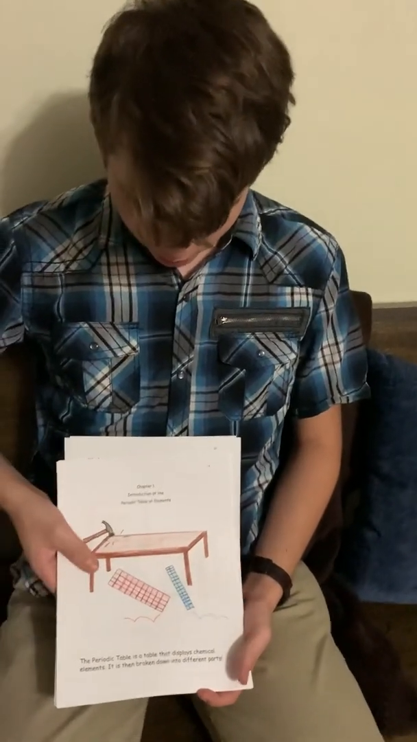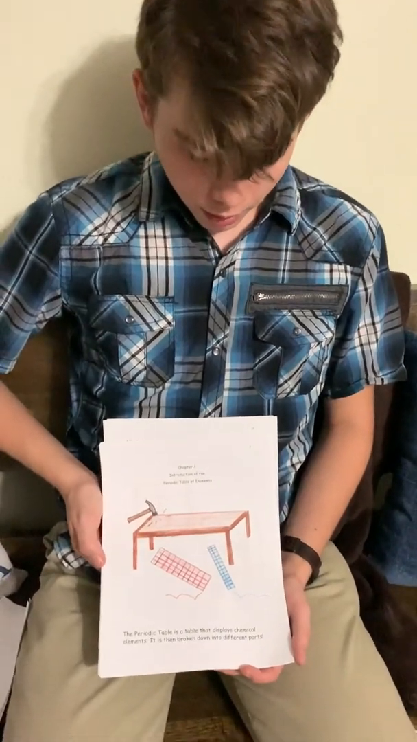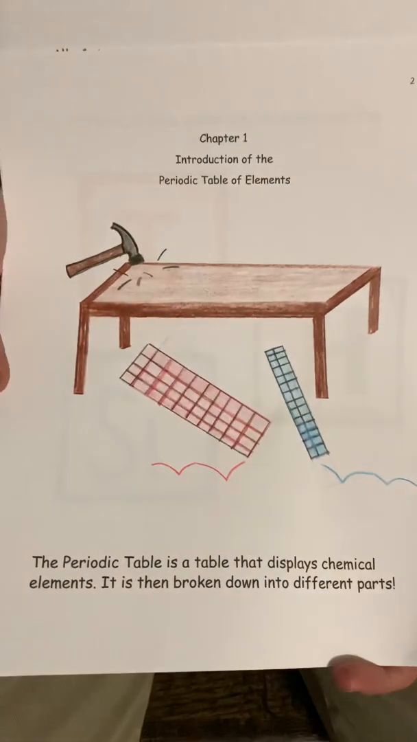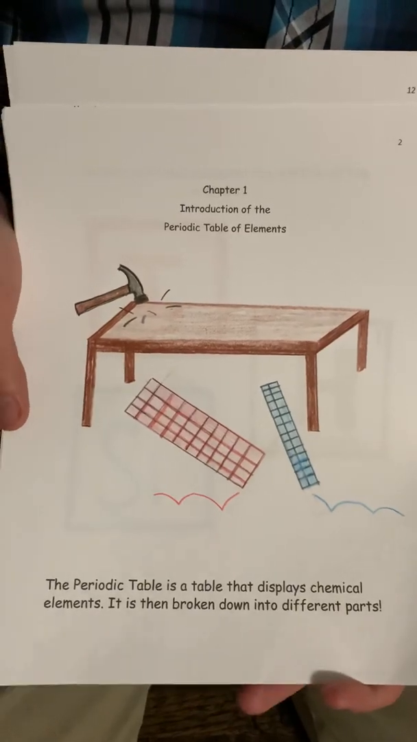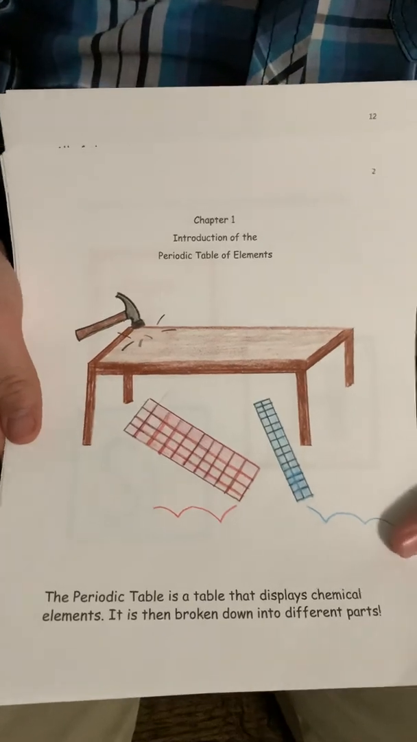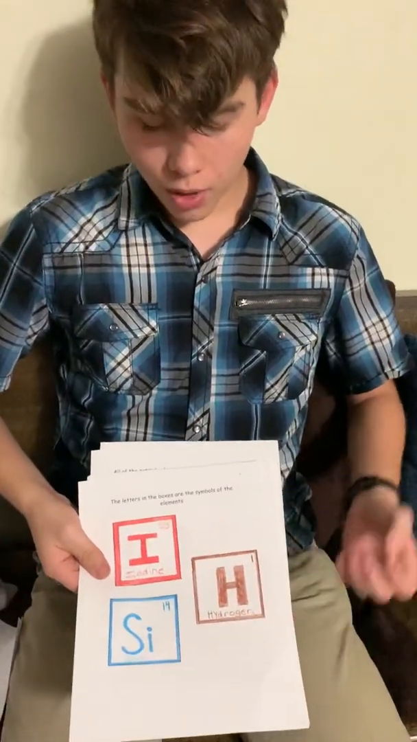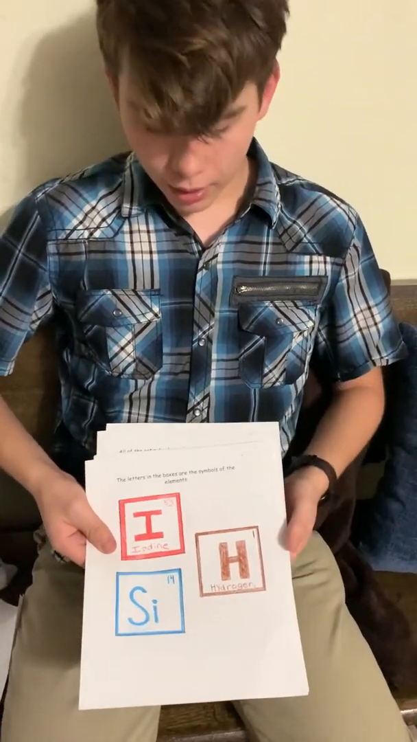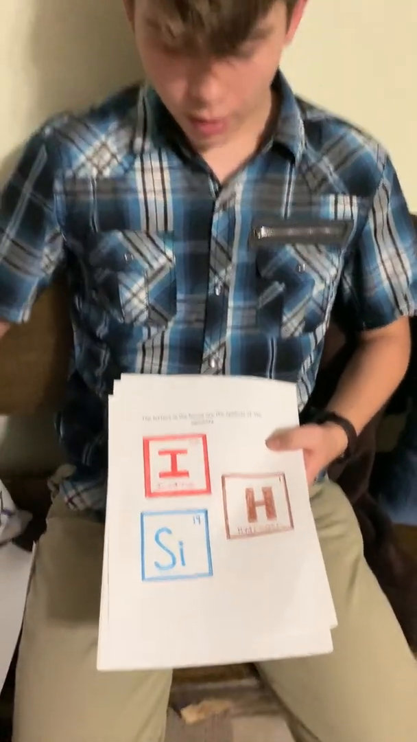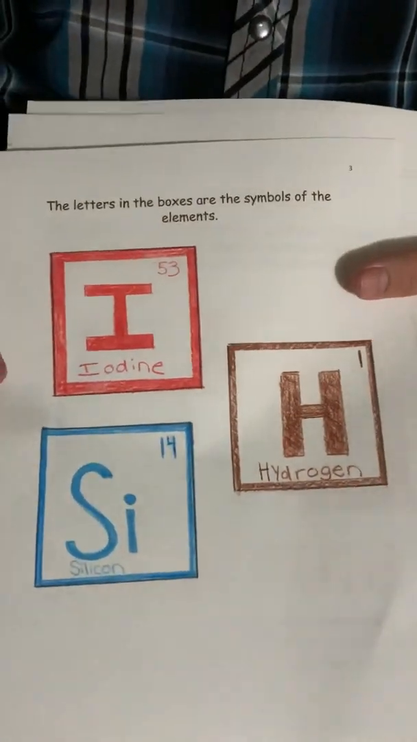All right, chapter 1, we have the introduction of the periodic table of elements. The periodic table is a table that displays all the chemical elements, and it is broken down into different parts. The letter in the box of each element represents the name of the element. Here we have an example of iodine, silicon, and hydrogen.